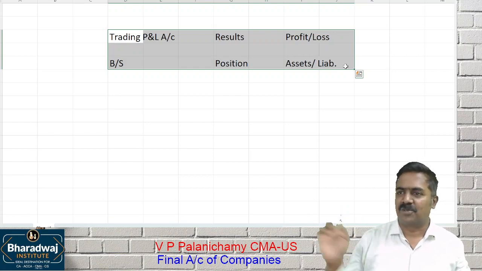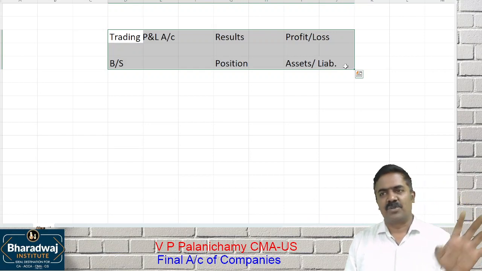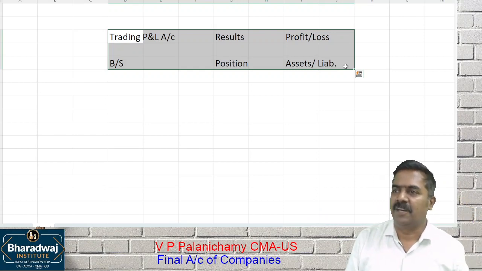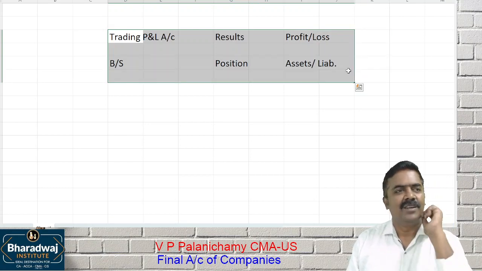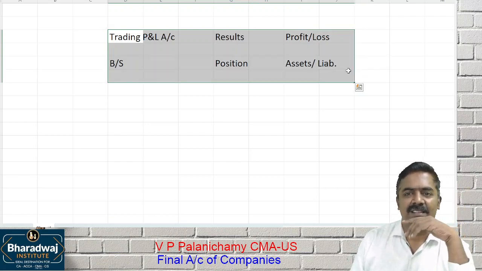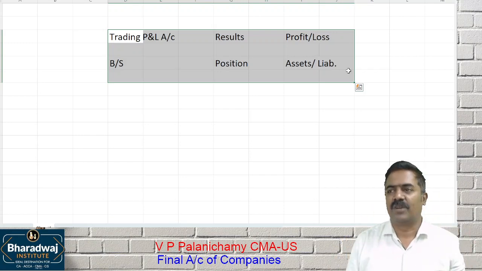For partners also we can prepare what? Trading P&L account and balance sheet. For a society, for a trust, we can prepare trading P&L account and a balance sheet. Wait, who will access the accounts? Who will access the accounts? Sole trader. Let us assume you are the individual owner of the business.